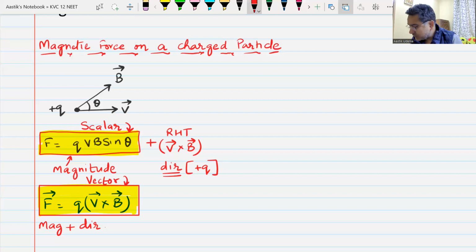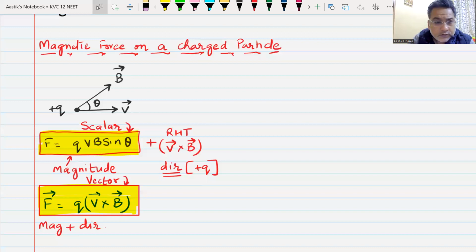We will do questions on this and try to understand how to find the magnitude and direction of force. Right now, I'll give you 2 minutes so that you can write this part. Once you are done, please let me know so that we can move ahead. Okay, then let us move forward.